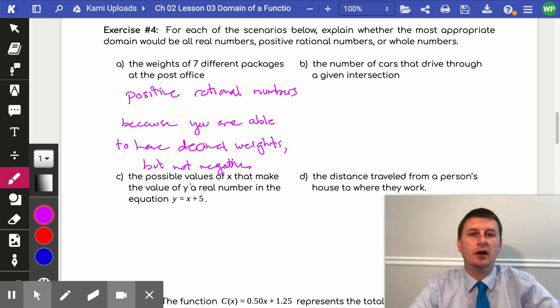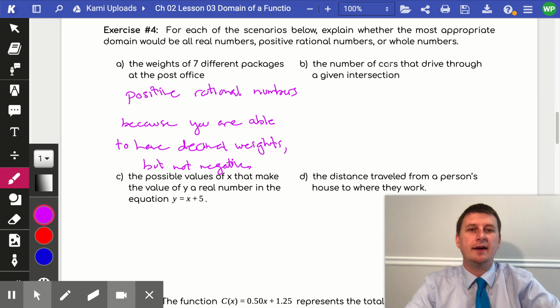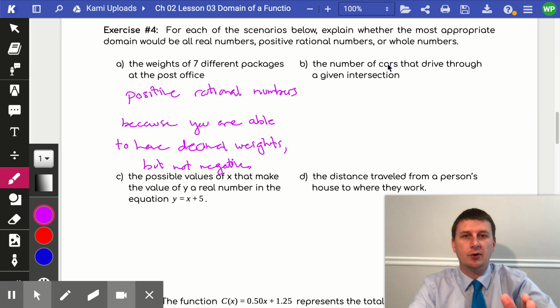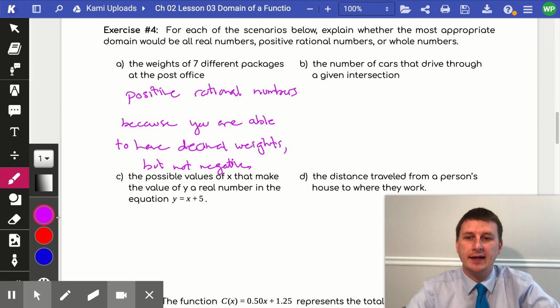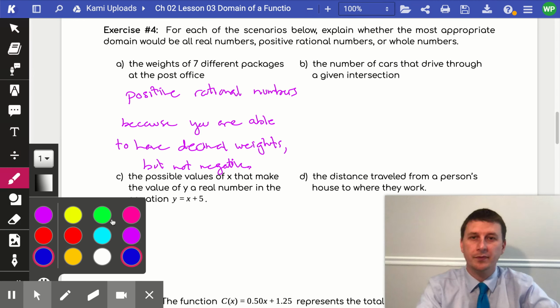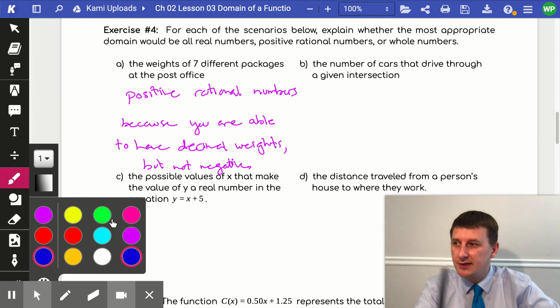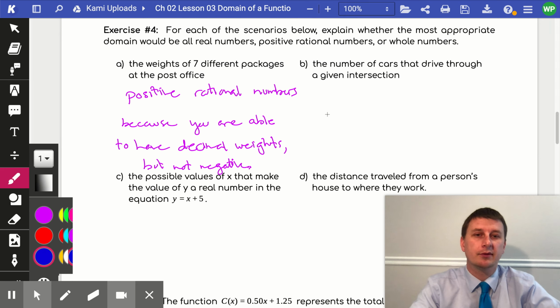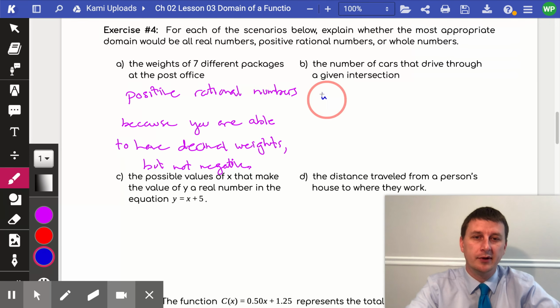The number of cars in part B that drive through a given intersection. So let's say you're on the street corner and you're counting the number of cars that go by. Oh, there goes one. There's another one, that's two. That's three. And there's four. Okay, what was I just counting? I was counting all real numbers. Was I counting positive rational numbers or whole numbers? And yes, you are correct if you said whole numbers.